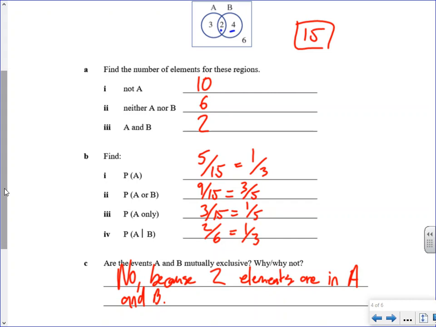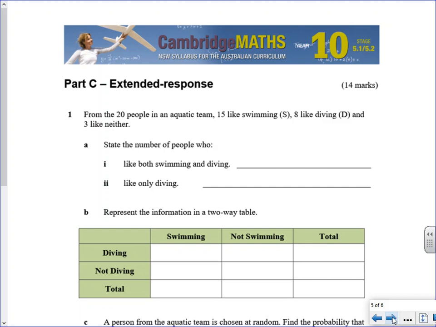You just need to say it somehow. That's the case. Going to the 5th page, we're going to the extended response questions. Here we're told that we have 20 people in the aquatic team. 15 people like swimming, 8 people like diving, and 3 like neither.